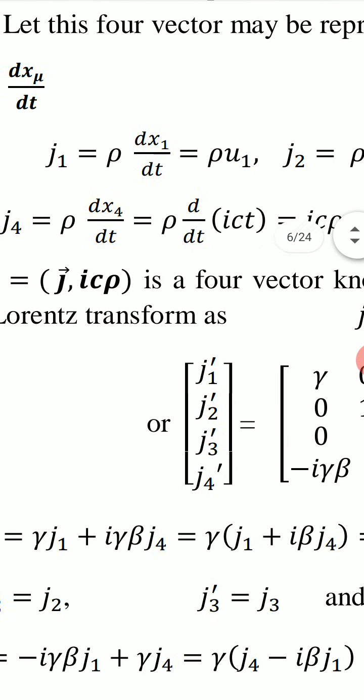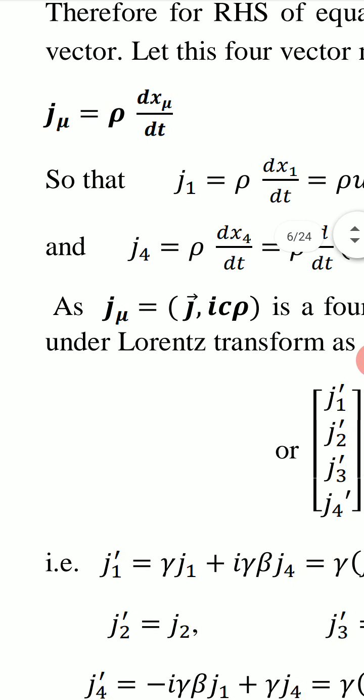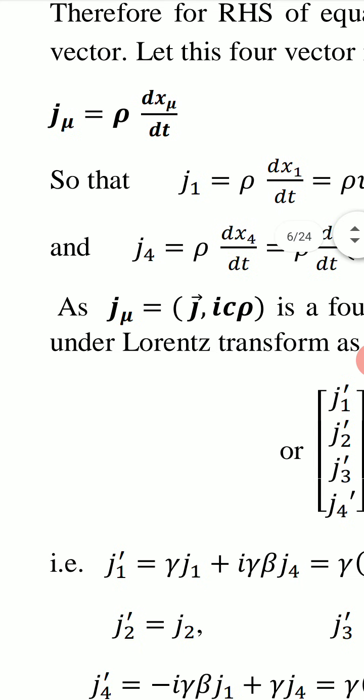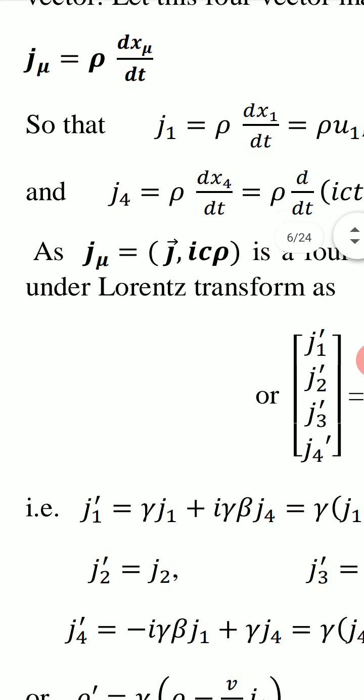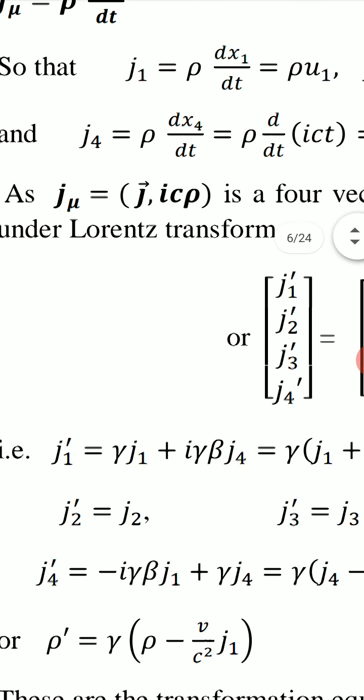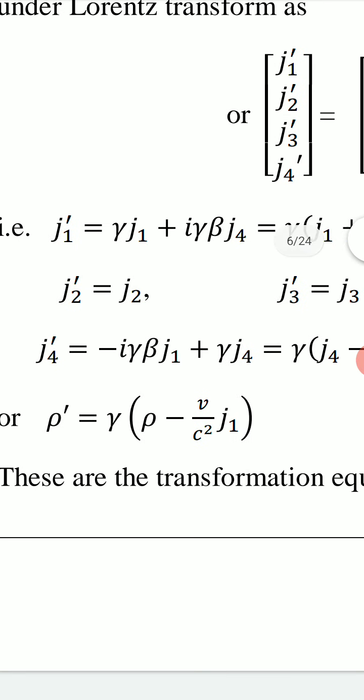So current four-vector J_μ is ρ dx_μ upon dt. Four components of this current four-vector are J vector and icρ, and these are the transformation equations for charge and current densities under Lorentz transformation.